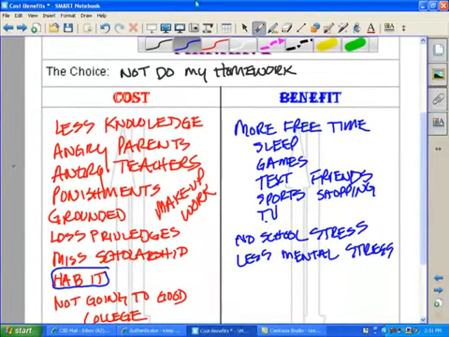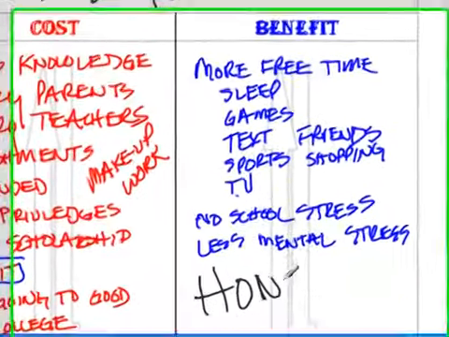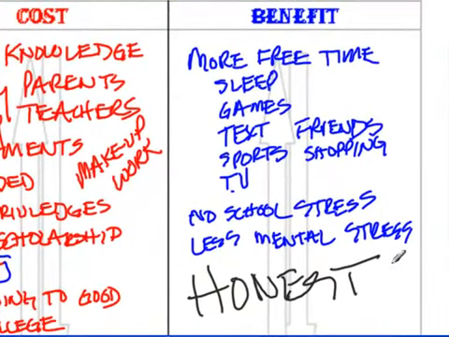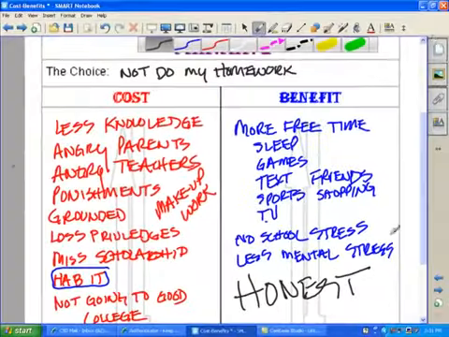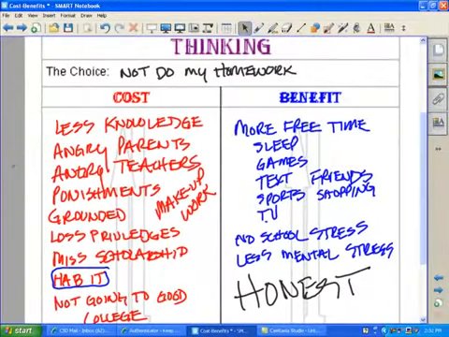Remember, here's a big one. You must be honest with yourself. If you're not honest about the costs or the benefits, you will skew the accuracy of the analysis, and there's no point in doing it. Okay? So you've got to be honest. All right. If there are no questions, then I will hand out those worksheets to you, and I will let you get started.